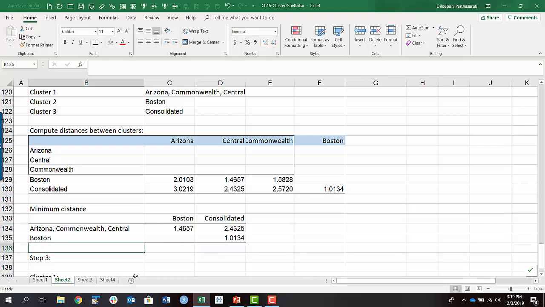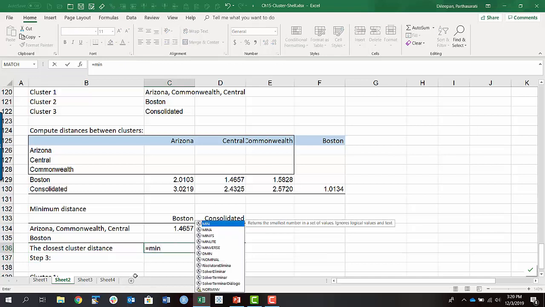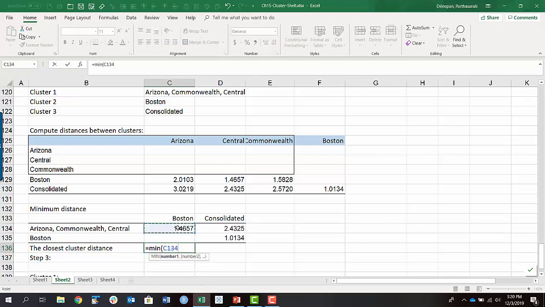So now the closest cluster distance is we do a minimum. Okay, so which is that.